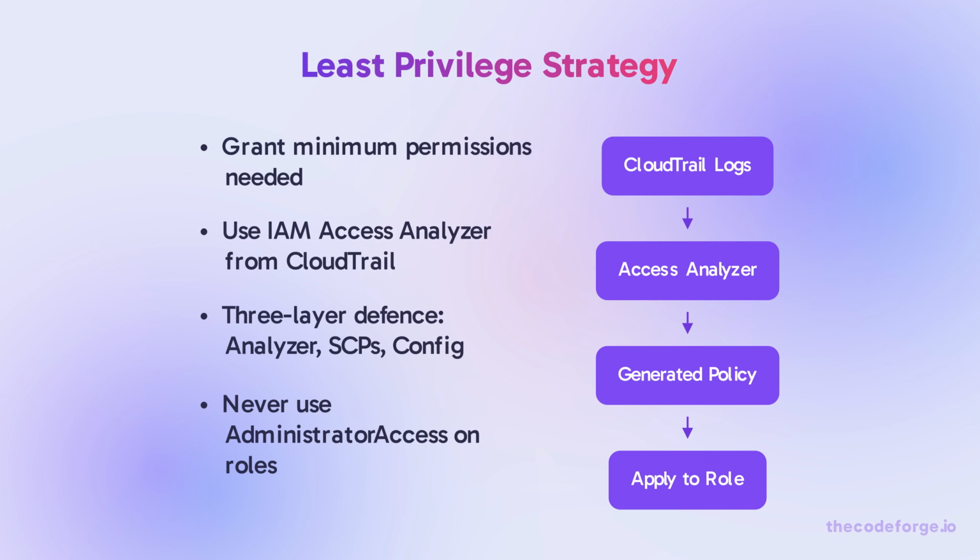Least privilege means granting only the exact permissions needed. The practical path is to run your application in staging with CloudTrail, then use Identity and Access Management Access Analyzer to generate a policy from actual API calls. This takes 10 minutes and produces a policy you can trust. Combine this with SCPs at the organization level and Amazon Web Services config rules for continuous monitoring.